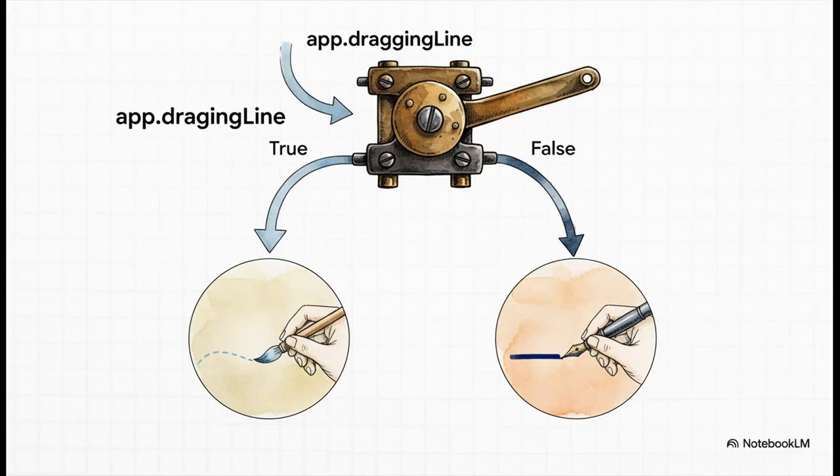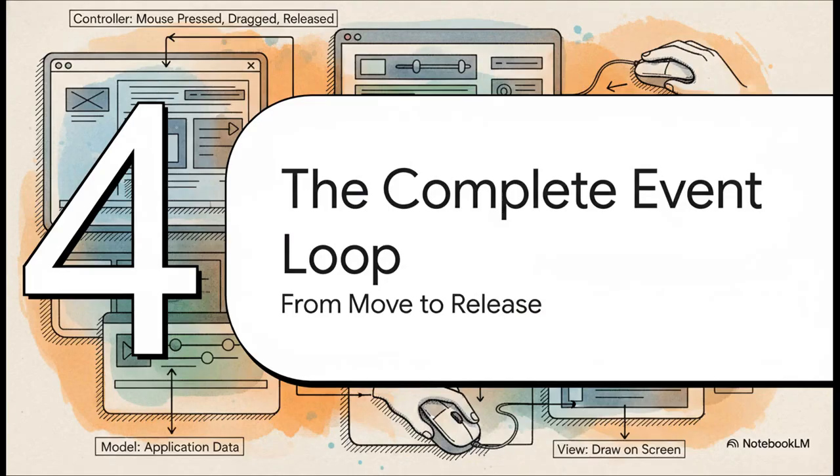And this is why that state variable is so amazing. Now our view function, our redrawAll, can be a lot smarter. It can just have a simple if statement that says, hey, is app.draggingLine true? Okay, if it is, draw the line with the dash style to show it's temporary. Otherwise, draw it as a solid final line. This is MVC at its absolute best. The controller manages the state, and the view just reacts to whatever that state is. So clean.